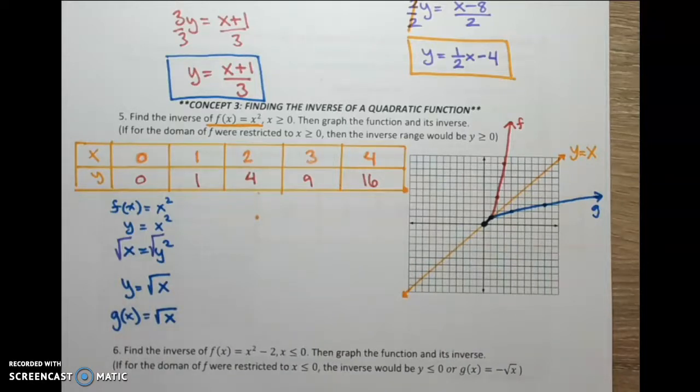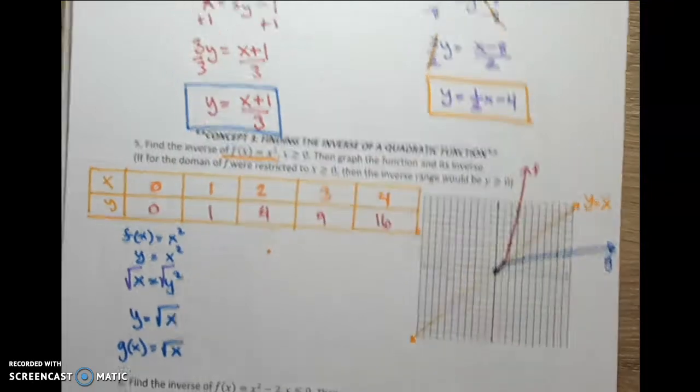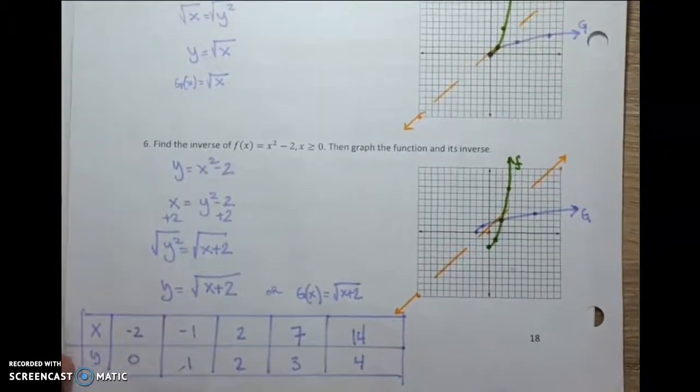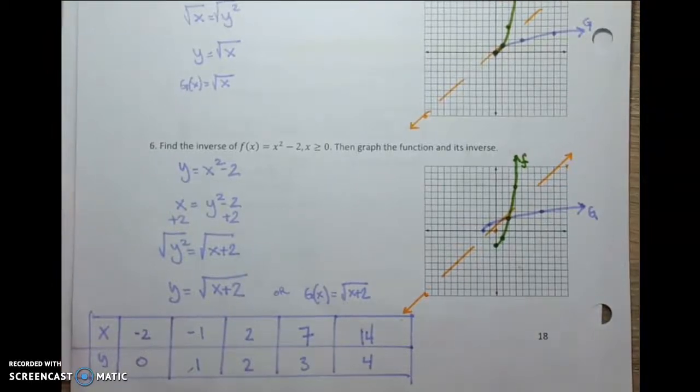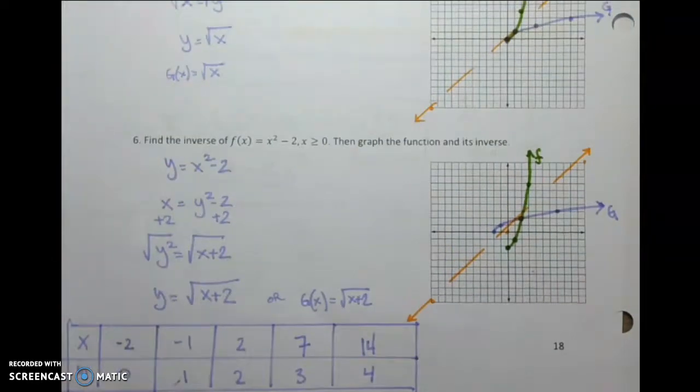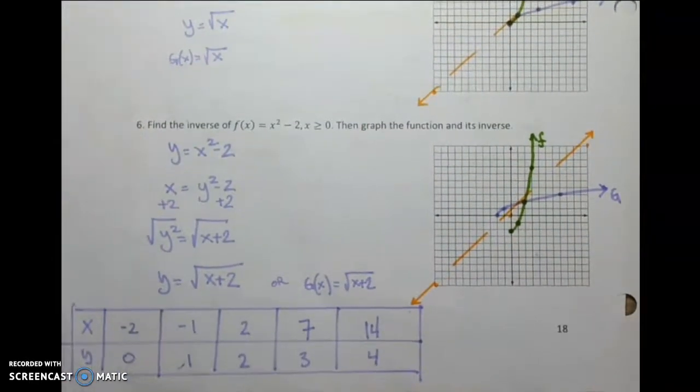Okay, I would like you to try number 6. Take some time. I am going to go ahead and show the answer, so please pause it. Okay, and there is the answer to number 6.